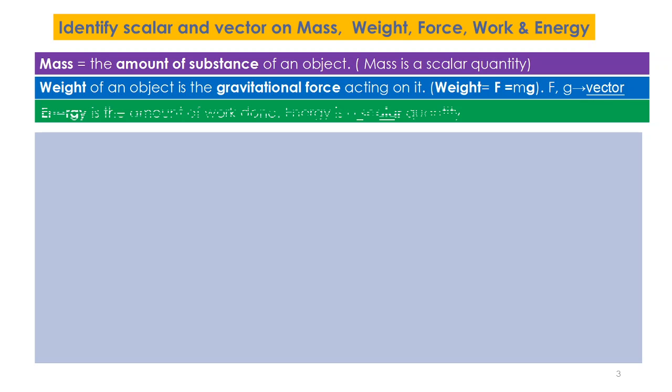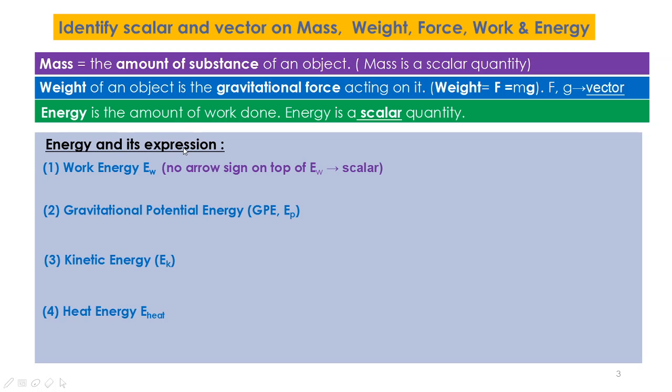Subsequently, we will explain what is called energy. Energy is the amount of work done. Energy is a scalar quantity. How do we know? Look at the expressions given below. Energy has different forms: work energy, gravitational potential energy, kinetic energy, heat energy, etc. How do we differentiate whether an expression is a vector or a scalar? We look at the arrow on top of the letters. If there is no arrow, it means it's a scalar. When there is an arrow on top of a letter, it means it's a vector.